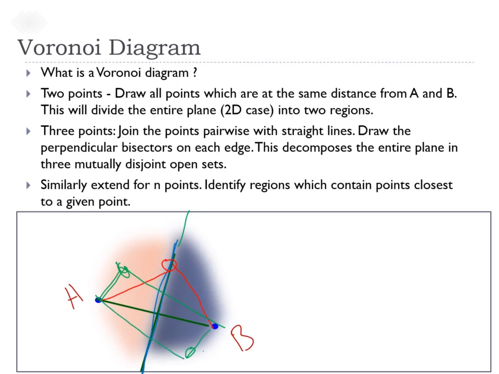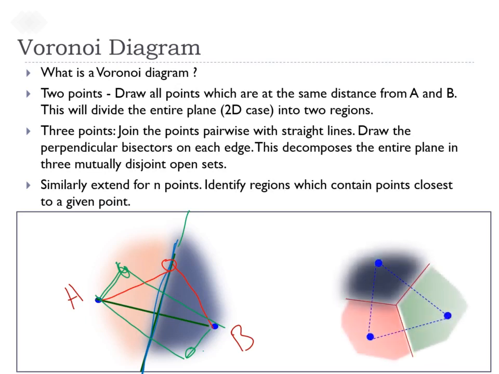That means this perpendicular bisector has divided the entire plane into two regions. Region 1, where we have points for which B is closer than A, and region 2, where we have points for which A is closer than B. This is known as the simplest Voronoi diagram.